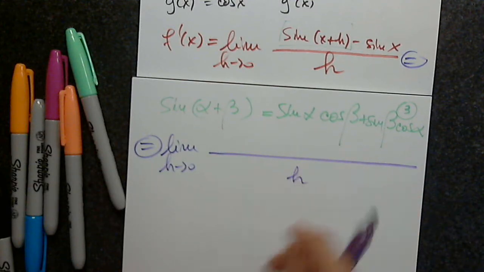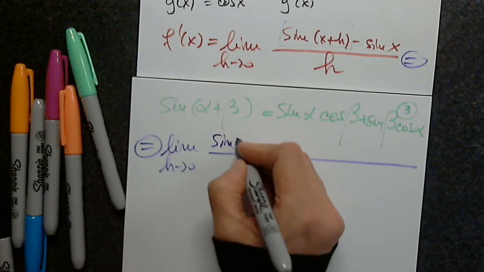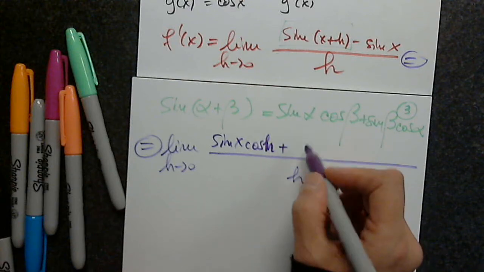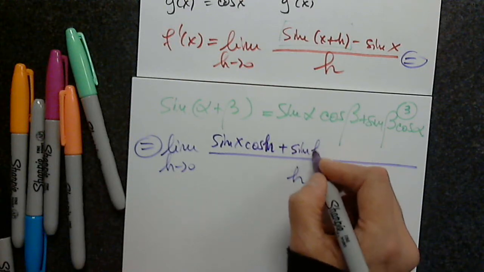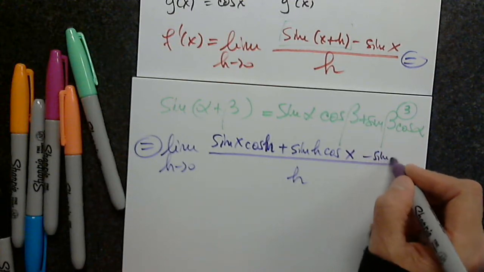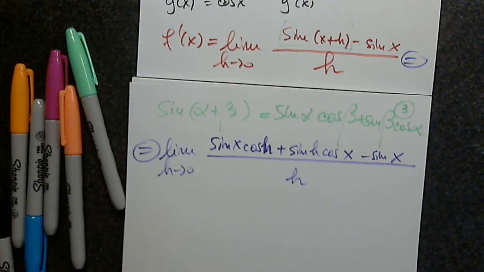Can anyone dictate? Sine x cosine h plus sine h cosine x and minus sine x. Perfect. Is this clear so far? Yes?